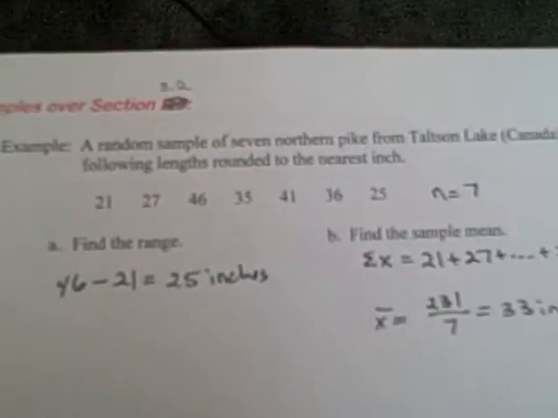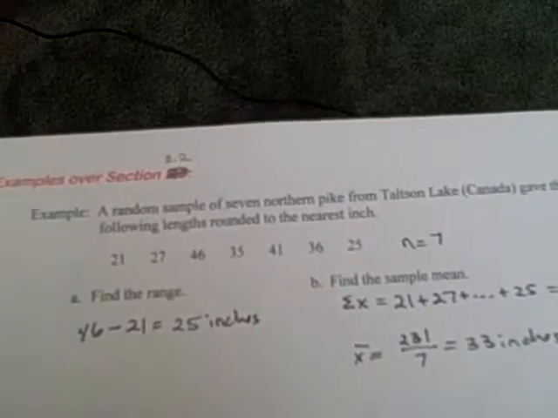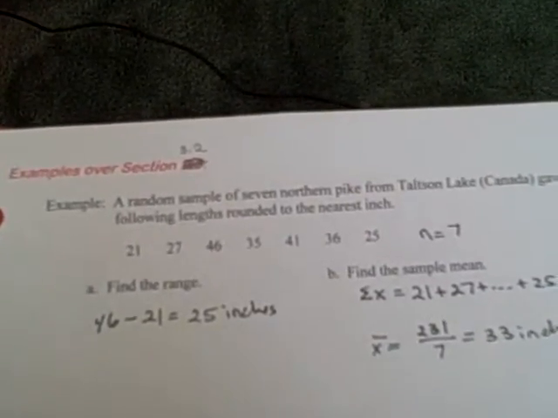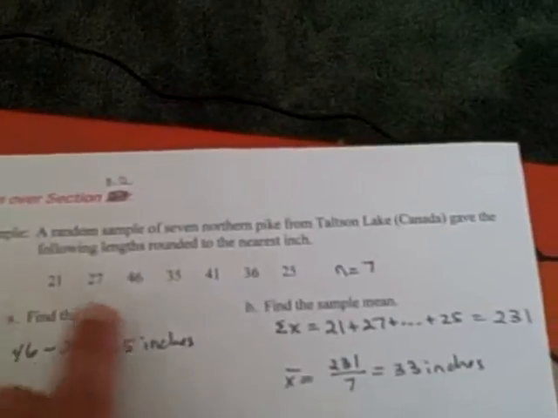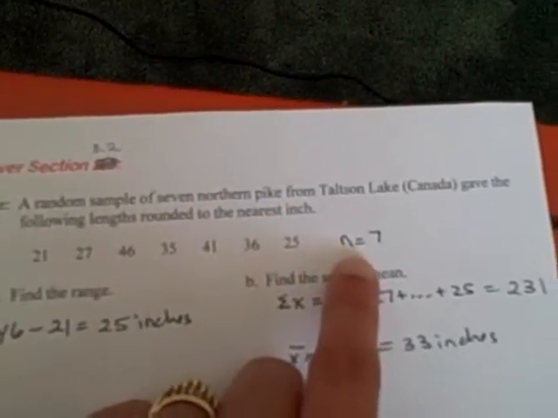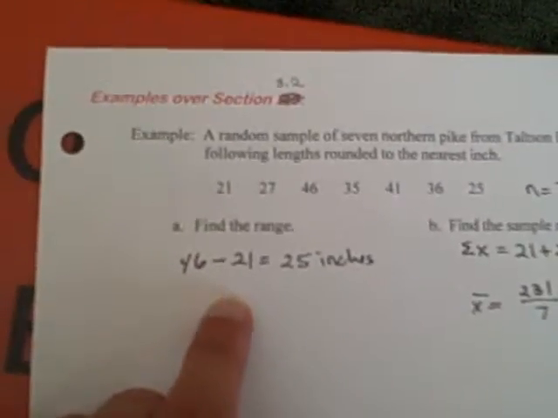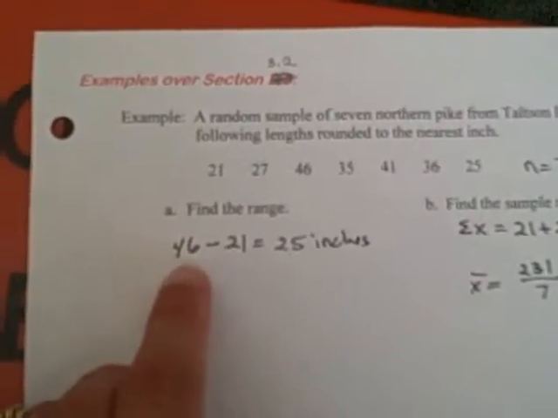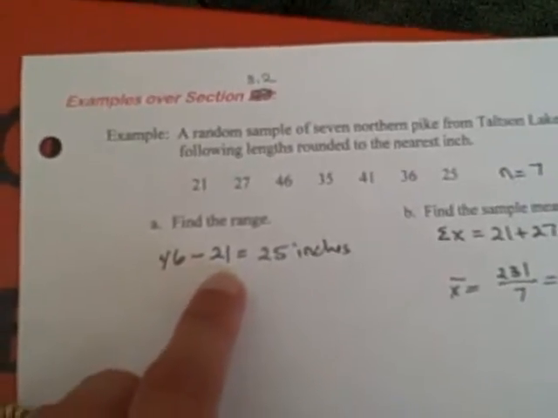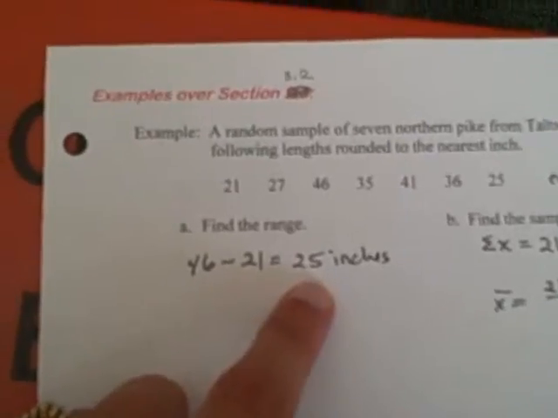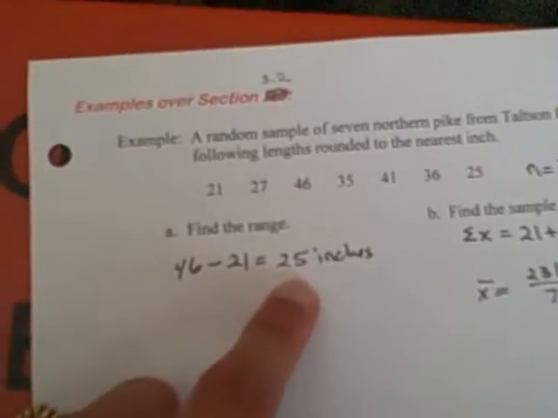So this first example: a random sample of seven northern pike from Tolleson Lake gave the following lengths rounded to the nearest inch. So we have these 7 lengths, so we know n is 7. And the first example asks us to find the range. Well, the range is very simple. It's simply the largest data value minus the smallest data value. So 46 minus 21 gives us a range of 25 inches.